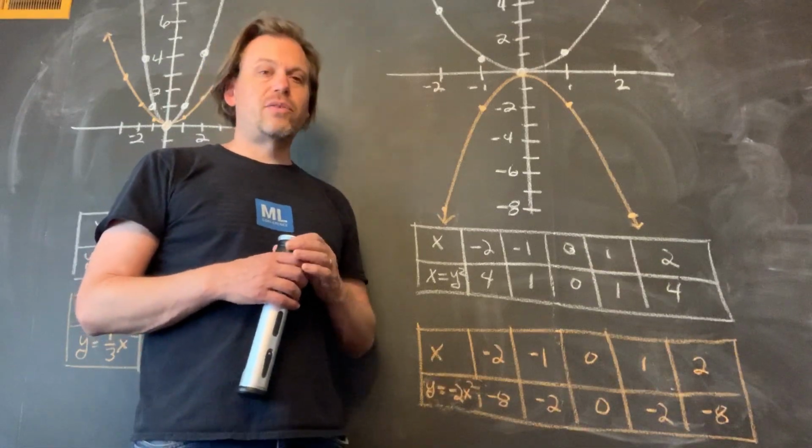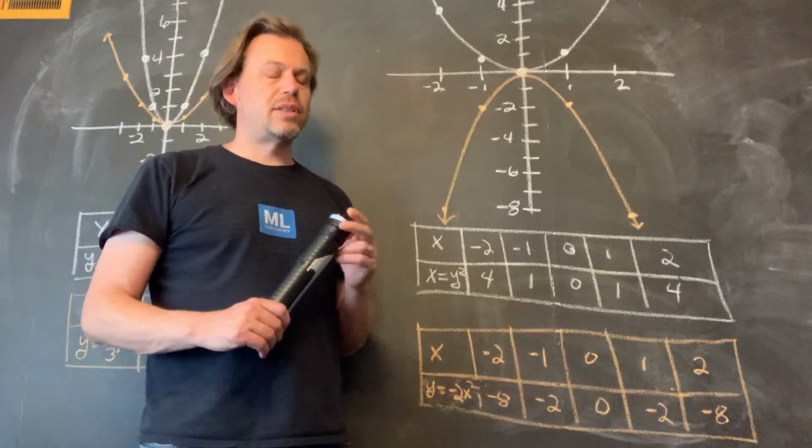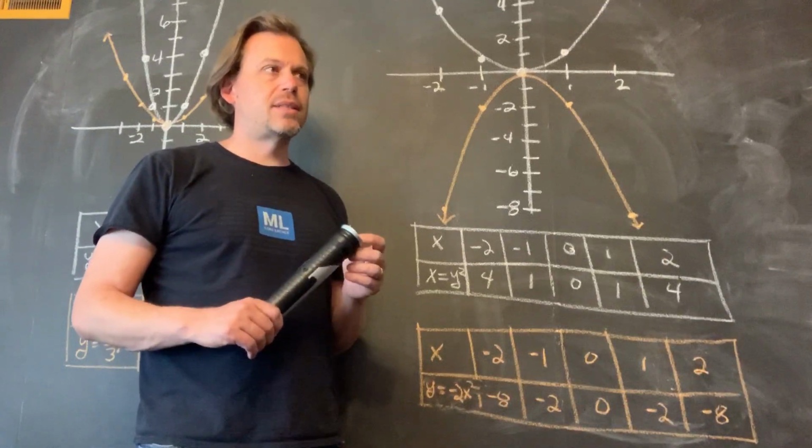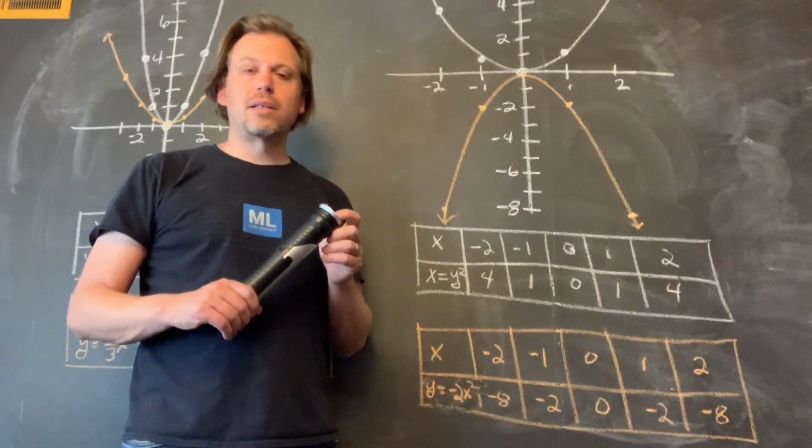But I've got two different parabolas here. And what I'm doing a little bit different this time is I'm going to compare my graphs to the graph of y equals x squared. Y equals x squared is going to be called our parent graph.